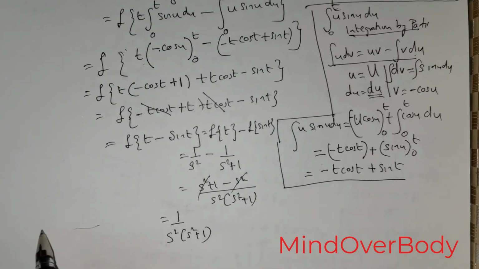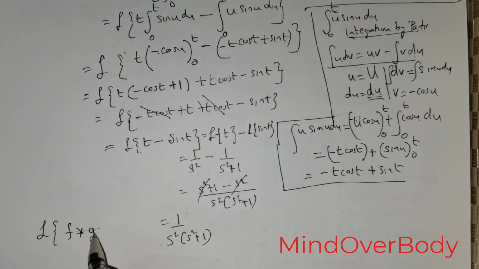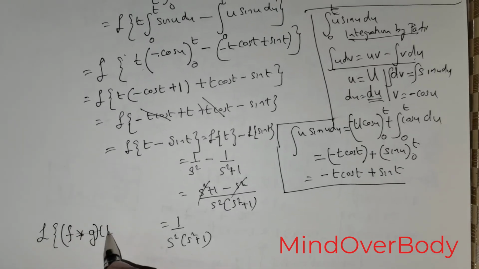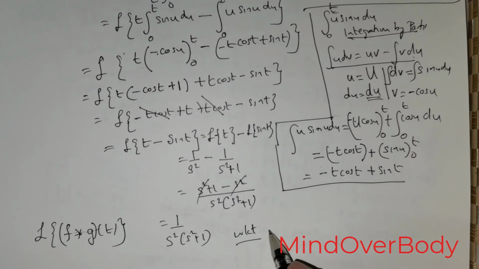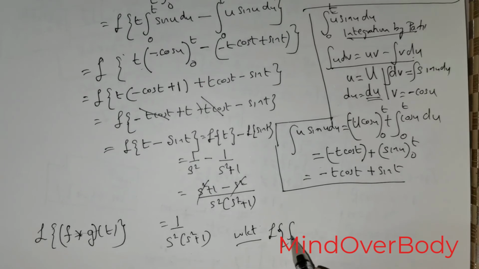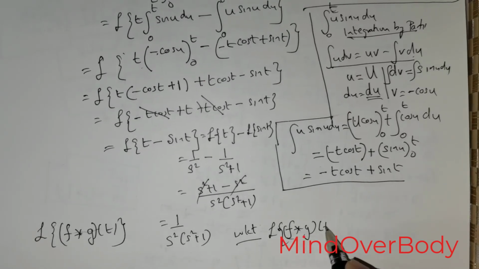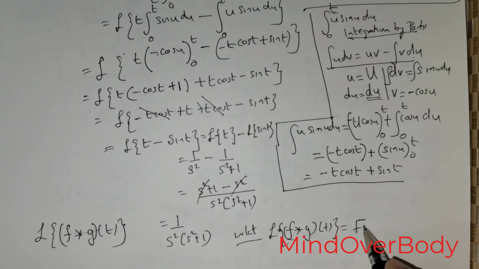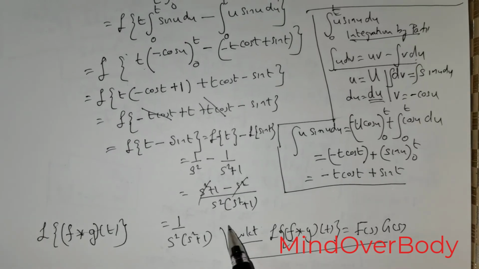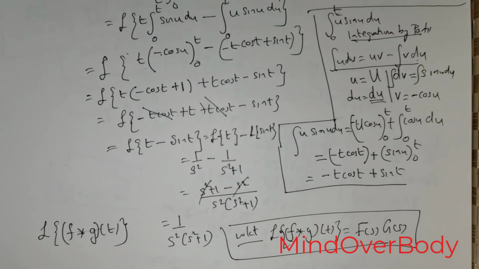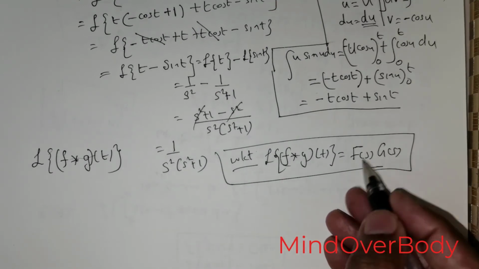So what is this exactly? This is nothing but the Laplace transform of the convoluted function f star g of t. But we know that the Laplace transform of the convoluted function f star g of t is equal to F of s times G of s. So we have only found out the left hand side, right? So we need to find out the right hand side.